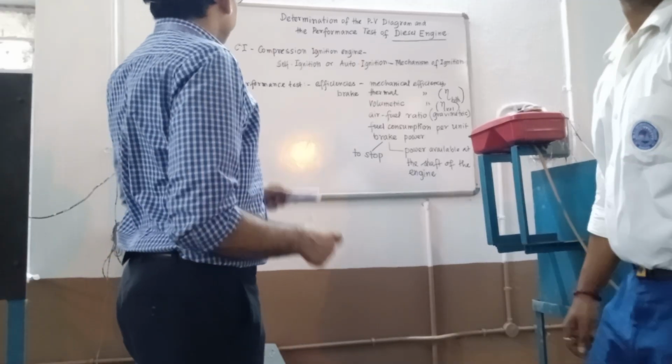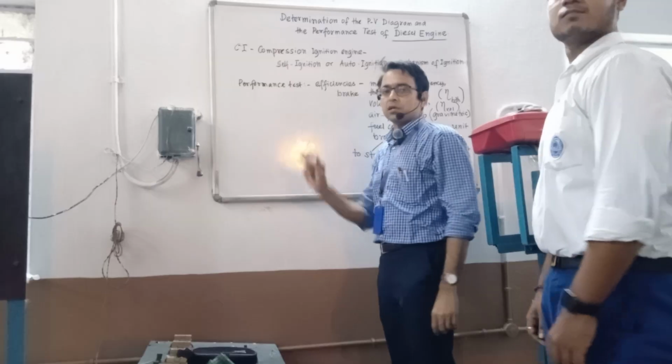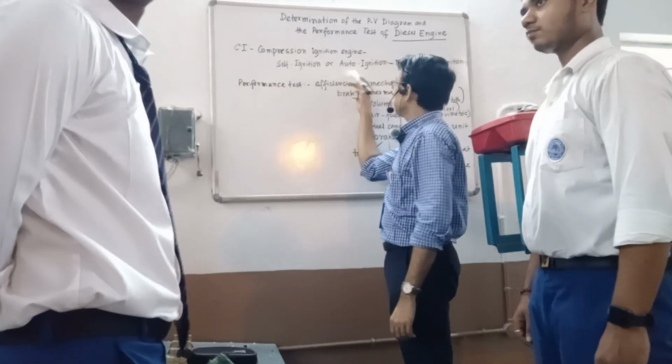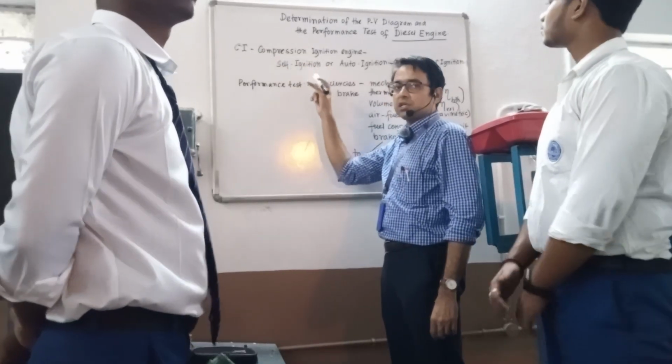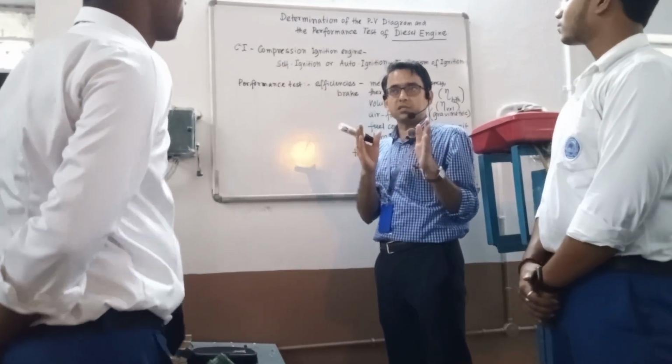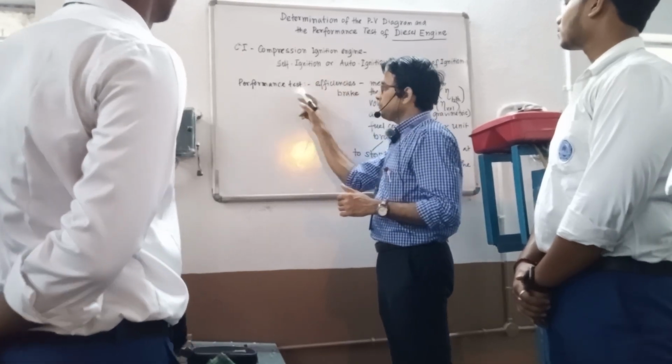So CI, that is compression ignition engine. Self ignition is the mechanism for the ignition. That is also the ignition source. The compression work is the source of ignition. Okay. Next, we are discussing the performance test.